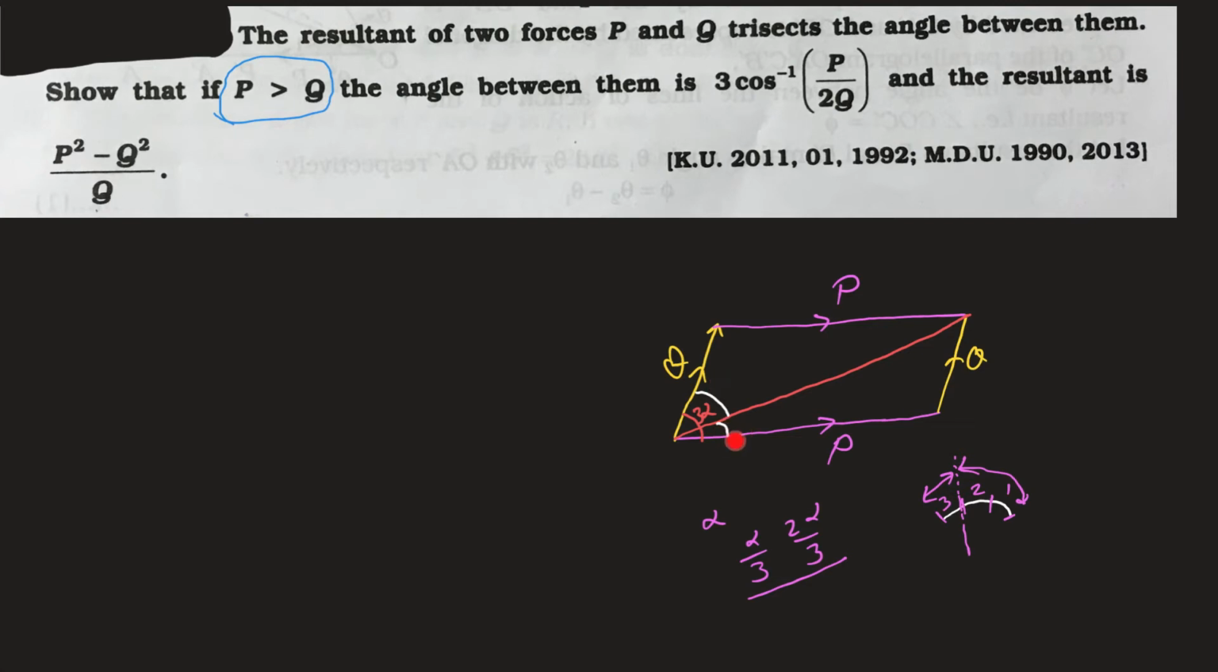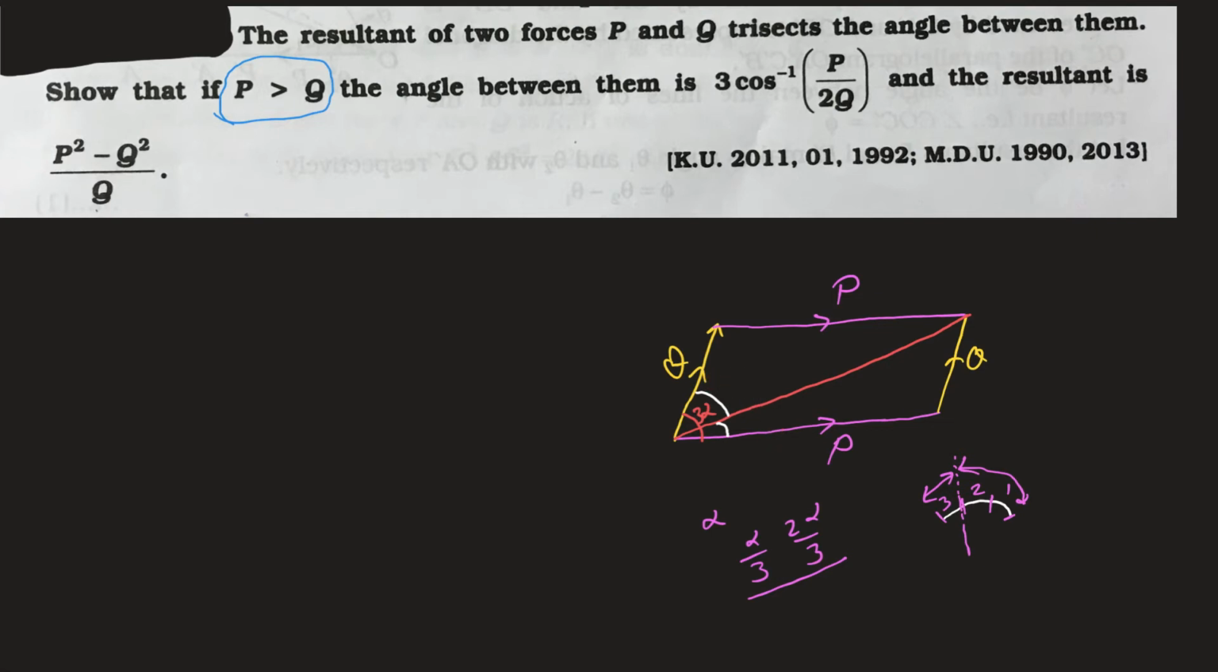So now to decide which one will be alpha and which one will be 2 alpha, remember the case we have studied: if P is greater than Q, then the resultant will be inclined towards the greater force. Which is the greater force here? P. So here P is the greater force, so this angle will be less and this angle will be more.